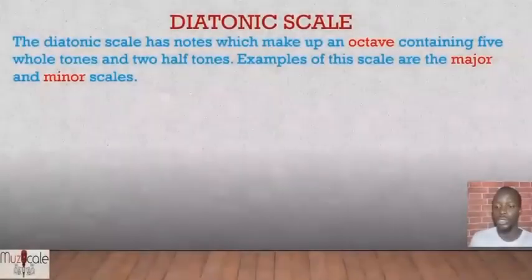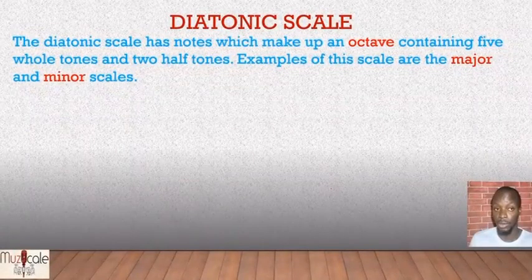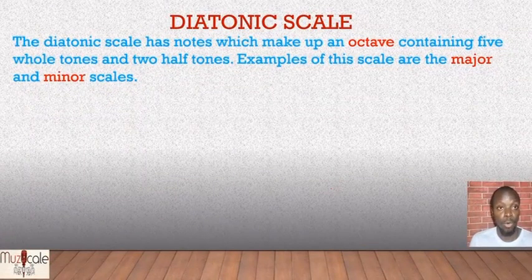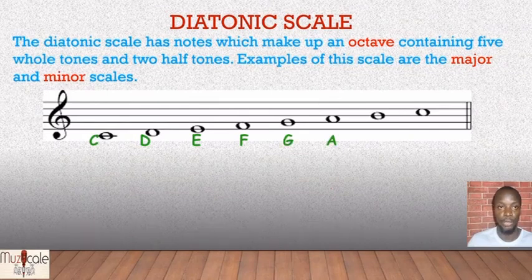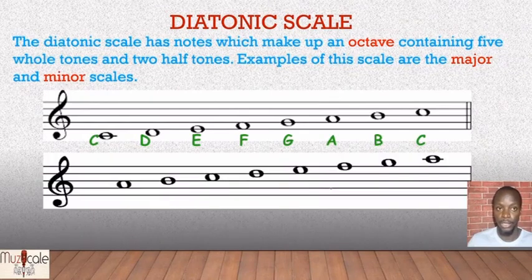A diatonic scale has notes which make up an octave containing 5 tones and 2 semitones. That is 5 whole tones and 2 half tones. We're going to get the concepts of these half tones and whole tones as time goes on. Examples of these scales are the major and the minor scale. Major scale: C, D, E, F, G, A, B, and C. The minor scale: A, B, C, D, E, F, G, A.